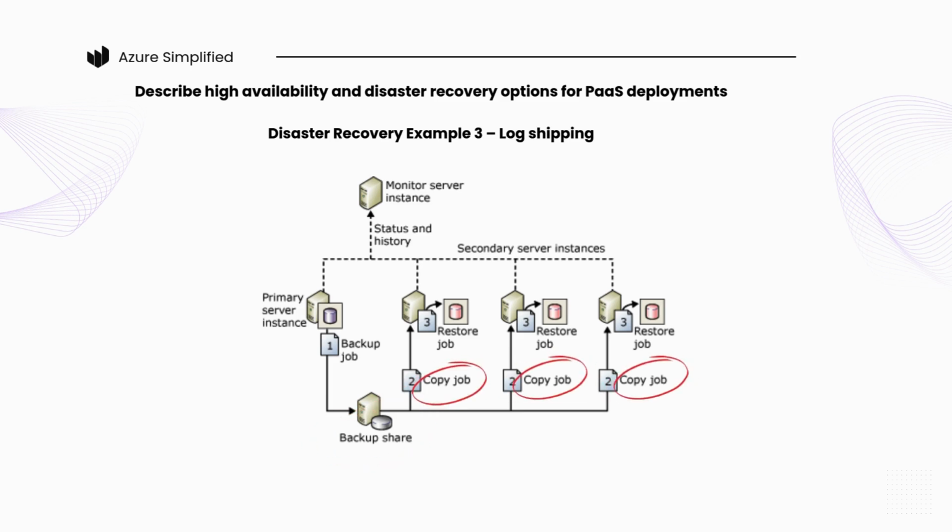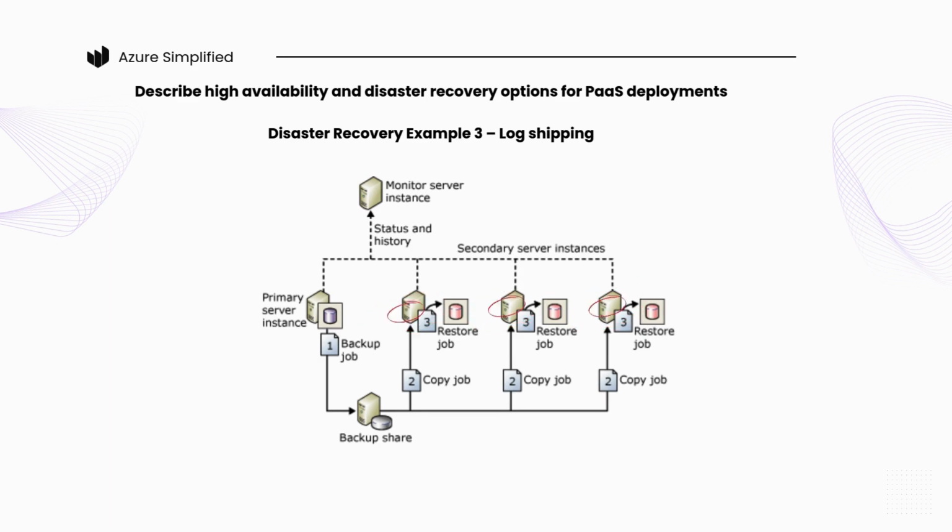Copy jobs, 2. Secondary servers retrieve backup data from the backup share using copy jobs. These jobs transfer the backed up data to the respective secondary server instances. Restore jobs, 3. Once the copied data is available on the secondary servers, restore jobs are executed. This step restores the data to operational status on the secondary servers. Secondary server instances: these are additional servers that receive and restore the backed up data. They ensure redundancy and availability in case of failure in the primary server.